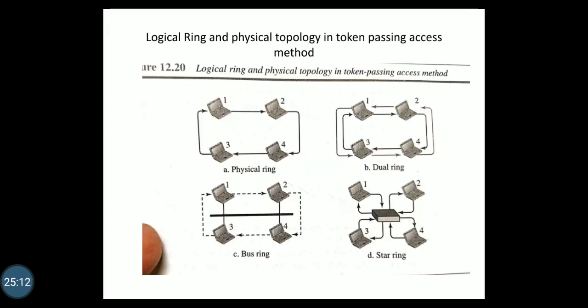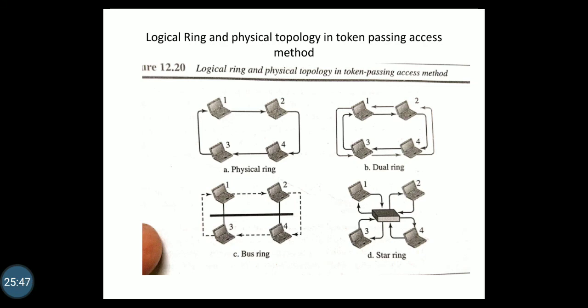In a token passing network, the stations do not have to be physically connected in a ring. The ring can be a logical one. You can see there are four different physical topologies that can create a logical ring. The first one is the physical ring, the next one is the dual ring, next is the bus ring, and next is the star ring. Okay, we'll discuss them one by one.